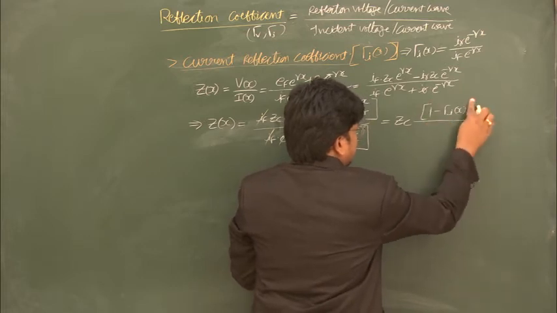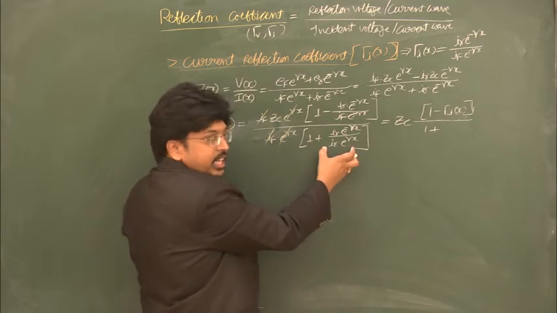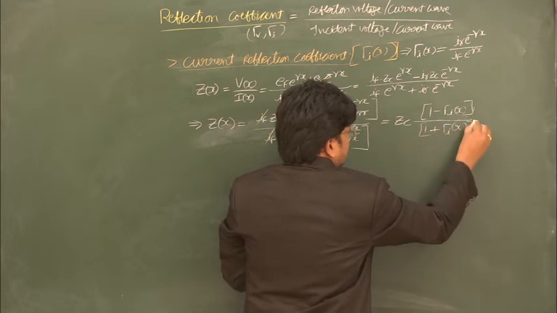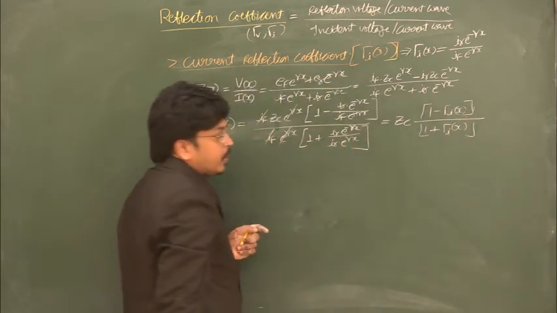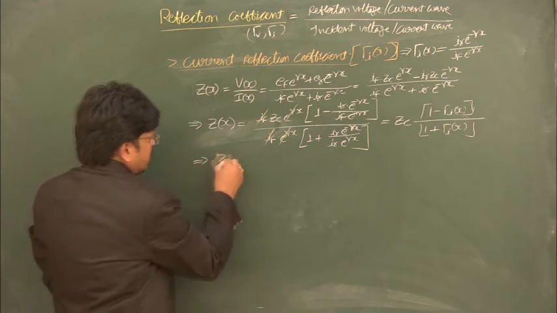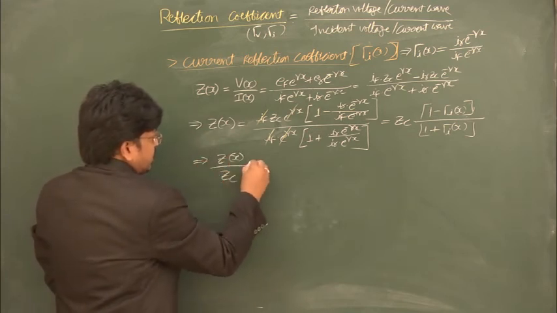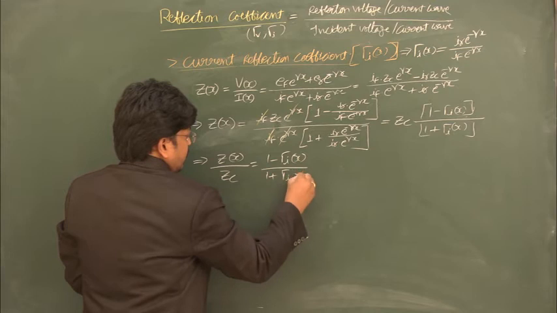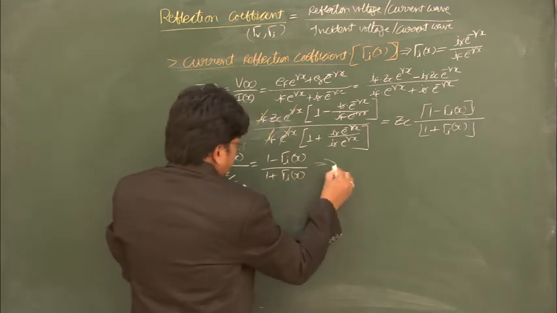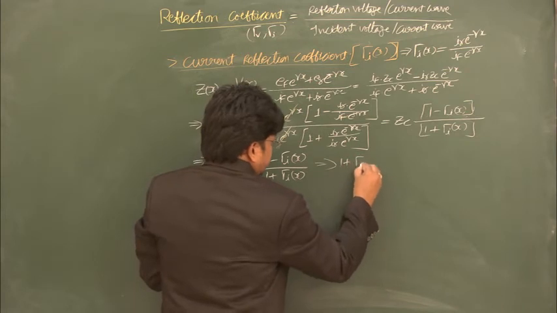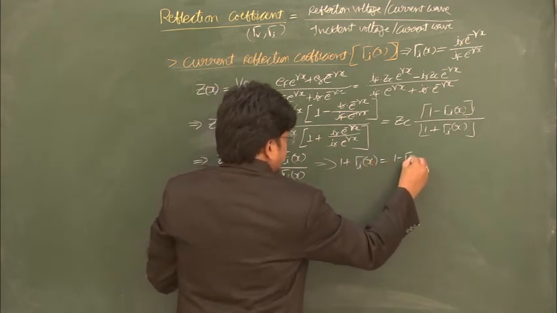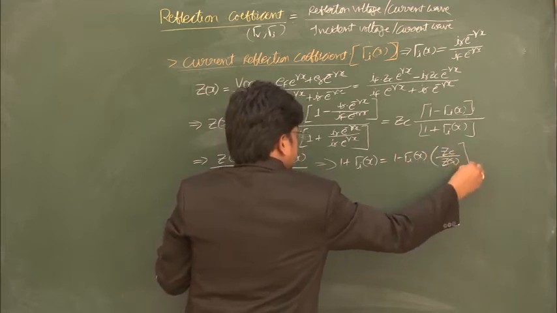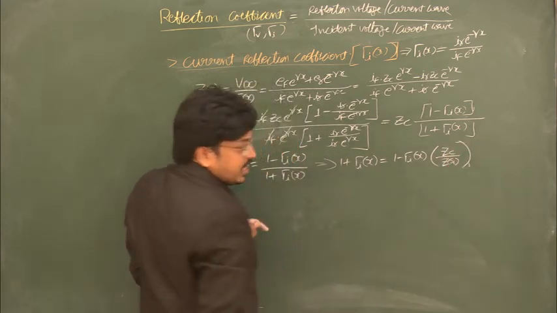divided by 1 plus the current reflection quotient eta I of x. If you simplify this equation, z of x by zc is equivalent to 1 minus eta I of x by 1 plus eta I of x. If you cross multiply, you will get 1 plus eta I of x equivalent to 1 minus eta I of x into zc by z of x.